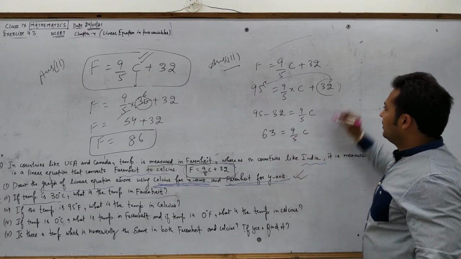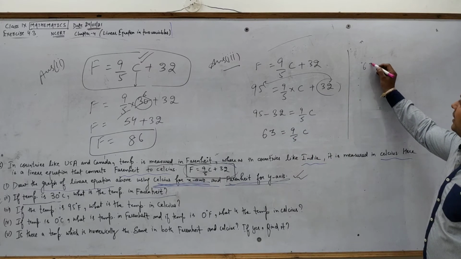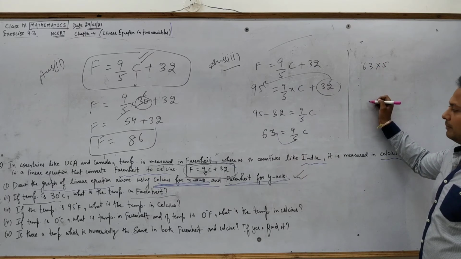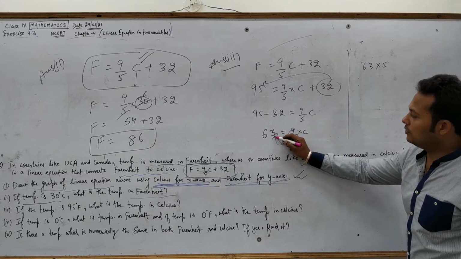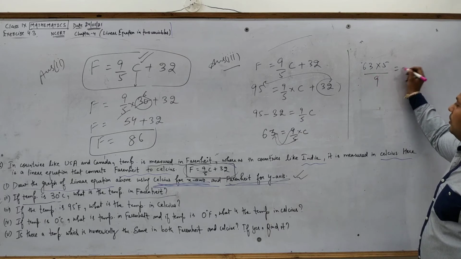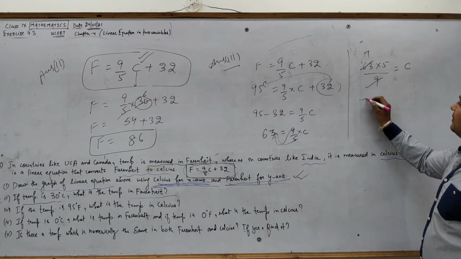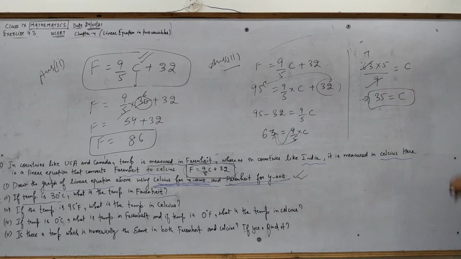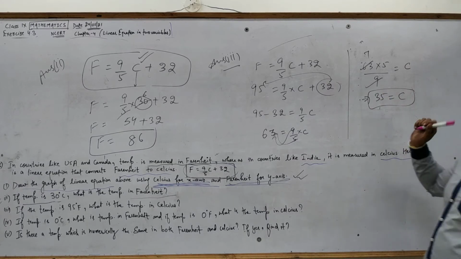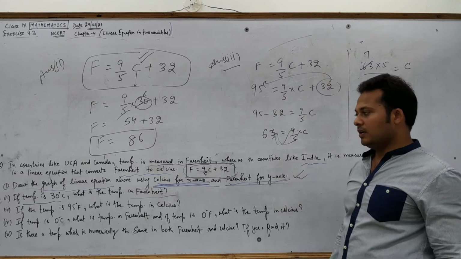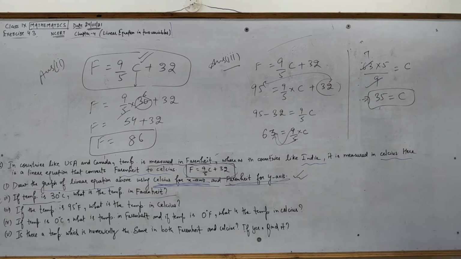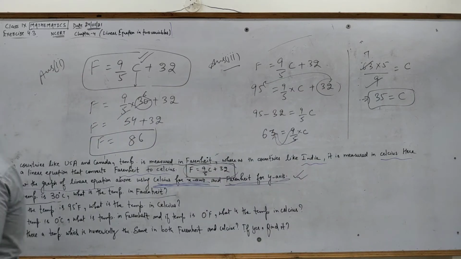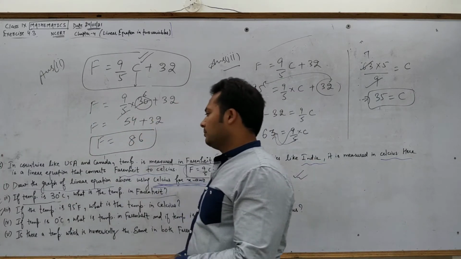9 by 5 C. Now take this 5 to the left hand side, it will go with multiplication, and take this 9 to the left hand side, it will go on division. 9 7s are 63, 7 5s are 35. So on the Celsius scale the value will be 35 when it shows 95 on the Fahrenheit. So our third part has cleared. Now let us do the fourth part.